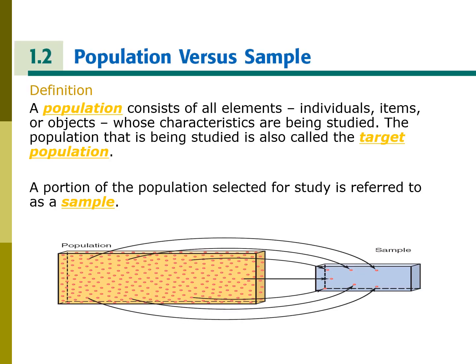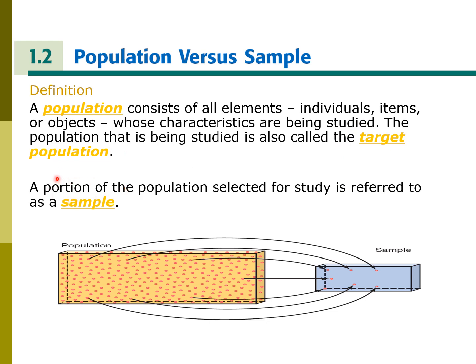There is also what we call population versus sample. What is a population? All elements. The keyword is all elements whose characteristics are being studied. Then the population that is being studied is called the target population.